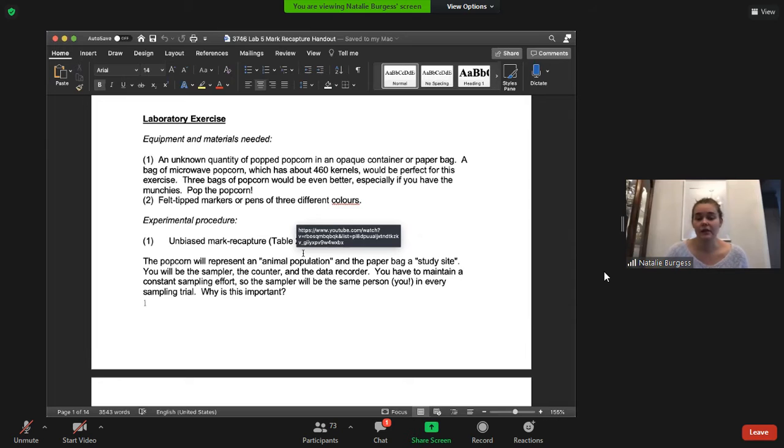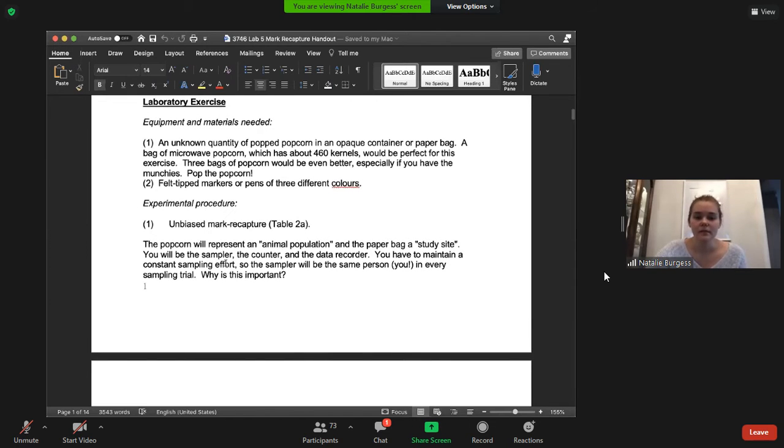Since we are doing a 3 trial type, we're doing 3 different scenarios. So the more popcorn you have, the better. And you're going to need felt tip markers or pens in 3 different colors.